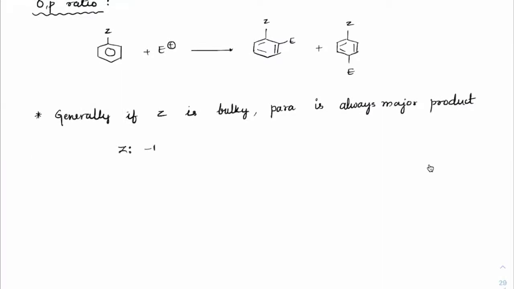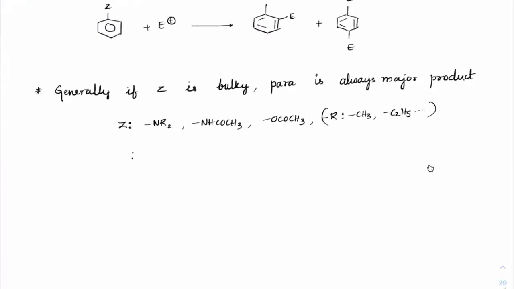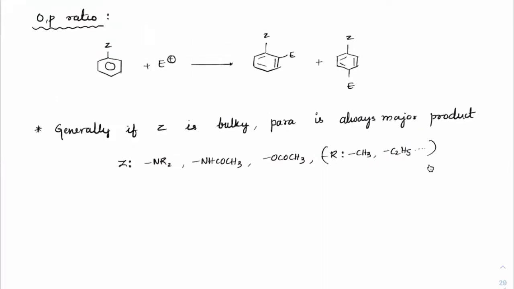What could Z be in this case? Like NR2 or NHCOCH3, OCOCH3, any alkyl group, that is CH3, C2H5, and so on. Any form of alkyl groups. Now, these are the various Z compounds which we can easily decide on the basis of their bulkiness. Because they are bulky groups, they usually prefer para to be the major product. Or in short, thermodynamically, para will be more stable because there would be less repulsion and more stability is attained.